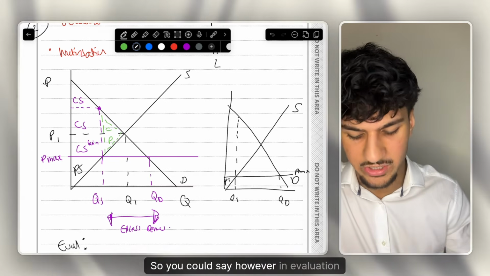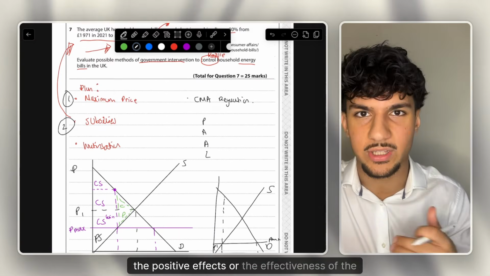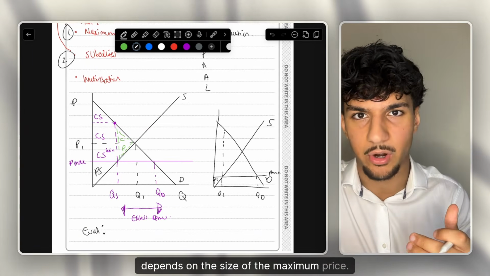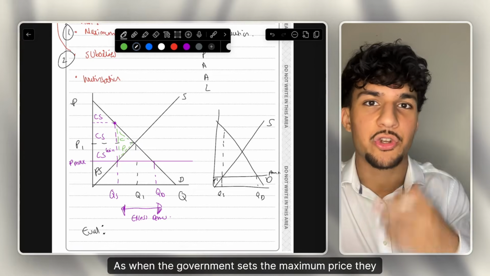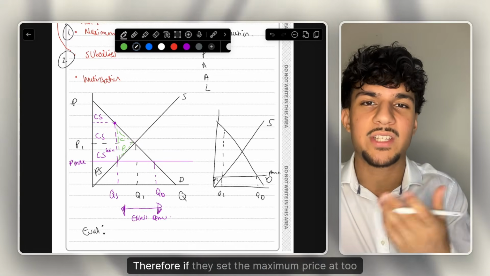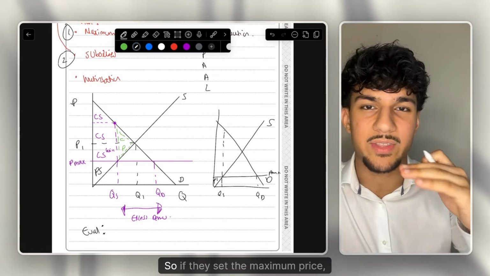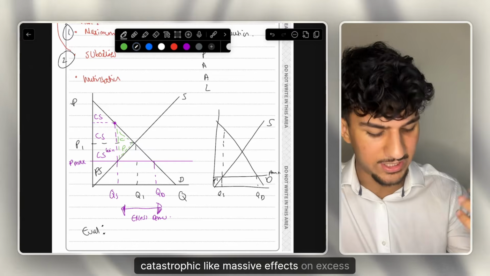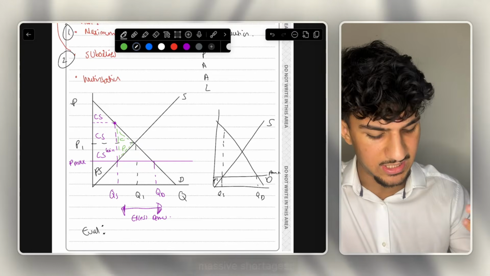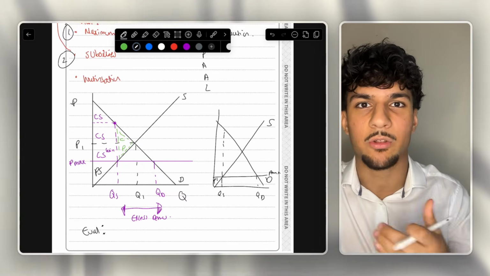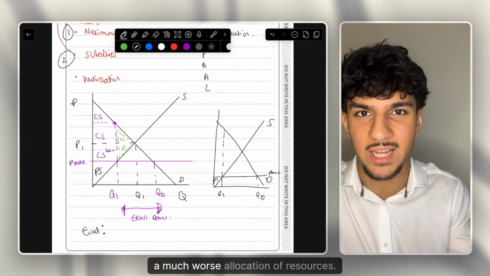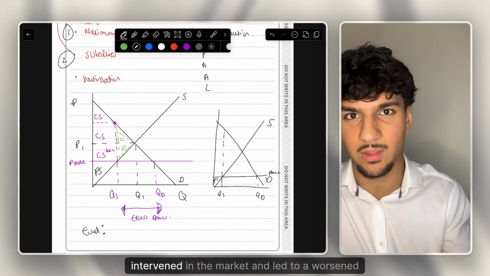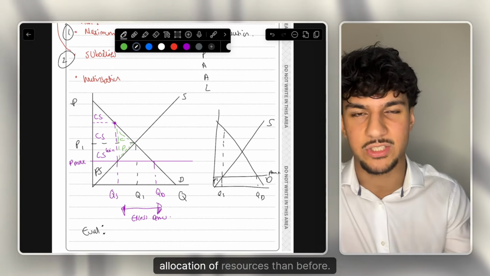And so you could say, however, in evaluation, the positive effects or the effectiveness of the maximum price depends on the size of the maximum price. When the government sets the maximum price, they do not have perfect information. Therefore, if they set the price ceiling too low, it's going to lead to massive effects on excess demand, massive shortages, massive reductions in producer surplus, thus leading to a much worse allocation of resources. And you can link that to a main thing, which is government failure, where the government have intervened in the market and led to a worsened allocation of resources than before.